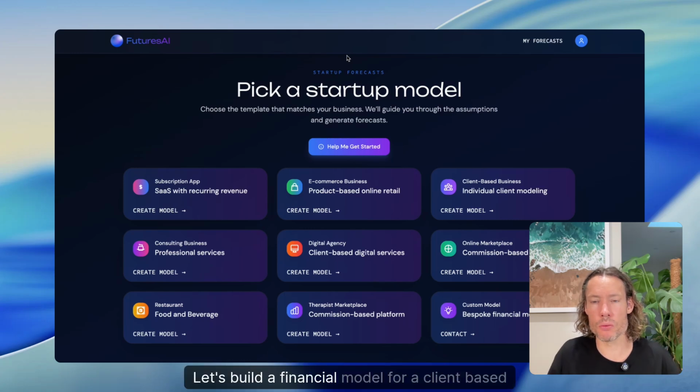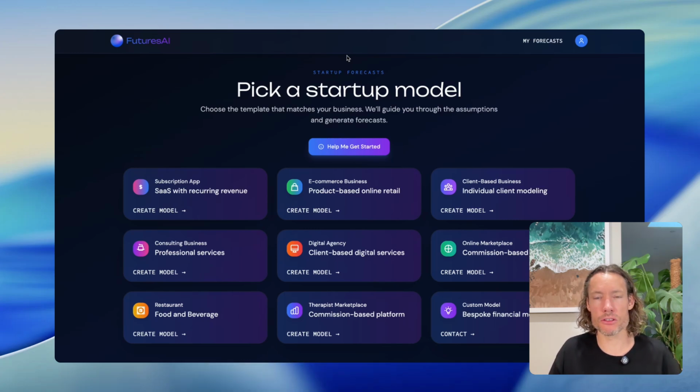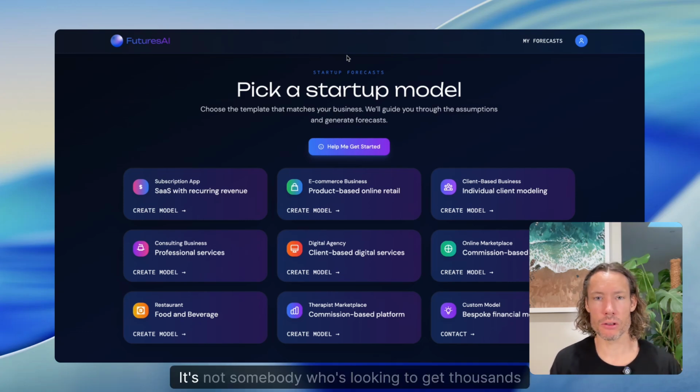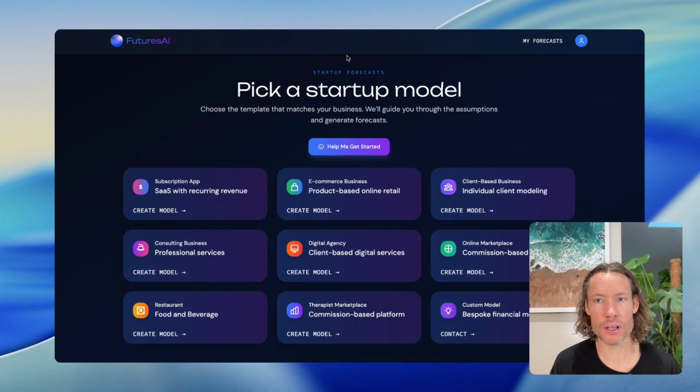Let's build a financial model for a client-based business. So this is not a subscription app. It's not somebody who's looking to get thousands of customers that it probably can't really distinguish. They all get the same service. This is, let's say, a small business.